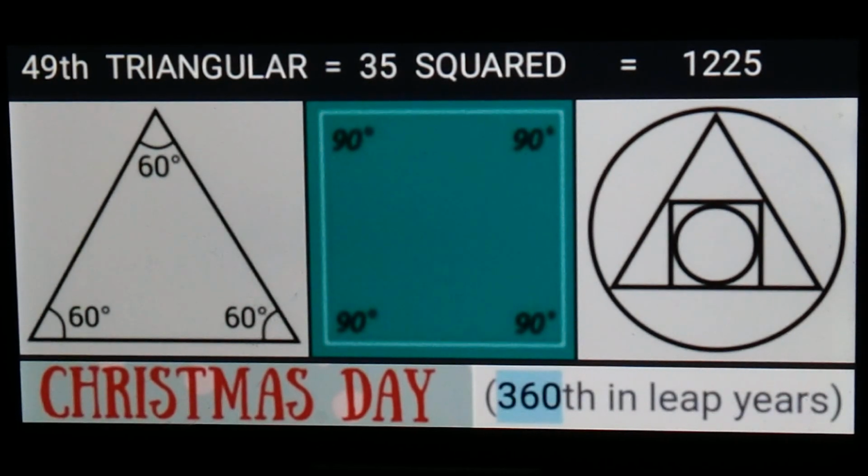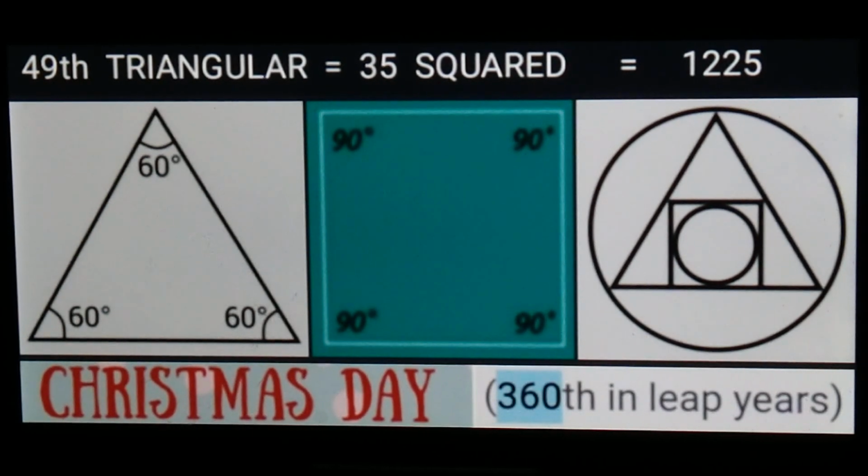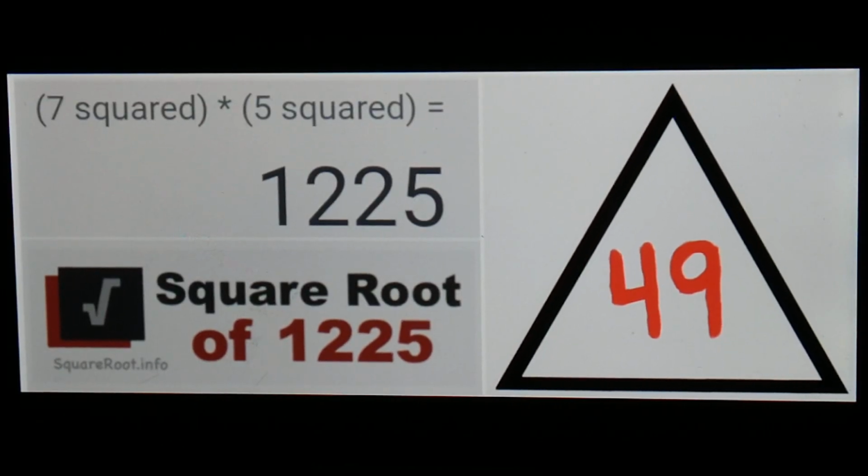12/25 Christmas Day. That reminds me of the 49th triangular number. It's 12/25. Add all the numbers 1 through 49. 1 plus 2 plus 3 plus 4, all the way to 49. You get 12/25, like Christmas Day. Christmas Day reminds me of a square because 12/25 is 35 squared, meaning 35 times itself. 35 times 35 equals 1225, like Christmas. So you see, Christmas reminds me of a square, a circle, and a triangle.